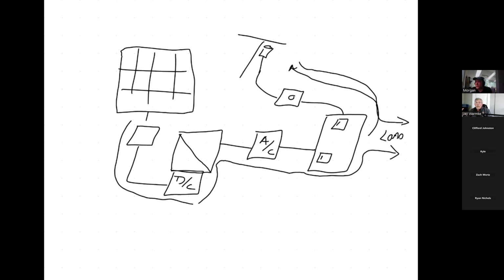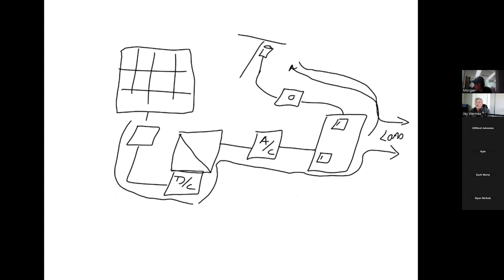The main takeaway from this diagram, though, is 100% of whatever is being produced by the array is going through the inverter, right? It's either going to the load, or it's going to the grid, or a combination of both. Okay, but 100% of what you produce. So in this case, in a grid-tied system, the grid is basically a load dump. Okay, is anyone confused by that at all?